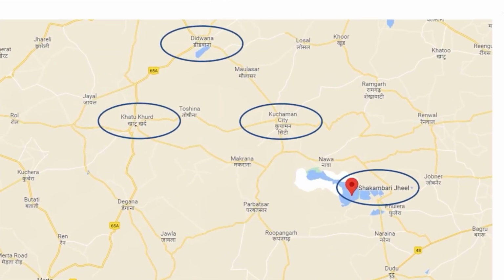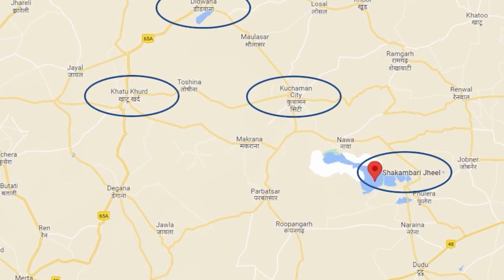And then some of the salt lakes we'll study. Say for example, this Shakambari Jheel. So this is also called the Sambar lake. Okay, and very next to it we have the Kuchaman, then Didwana, then Katu. So all these came in 2021 prelims.